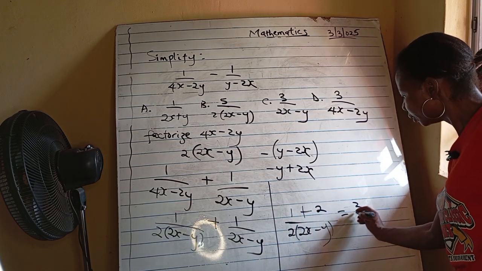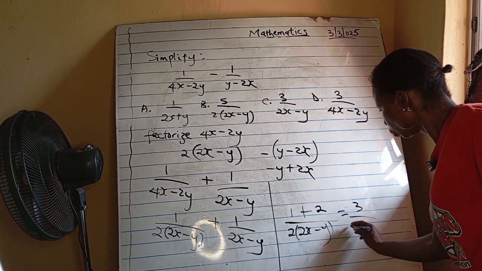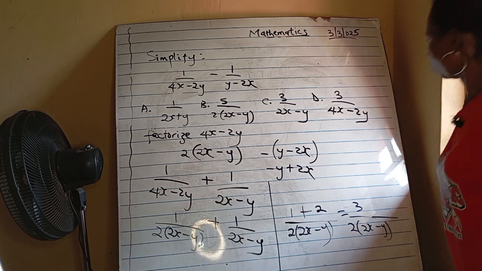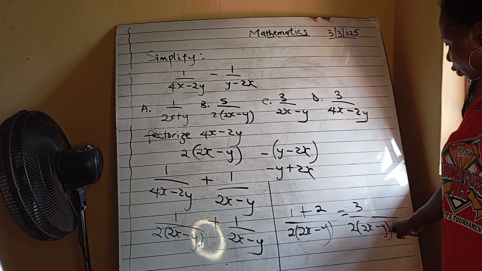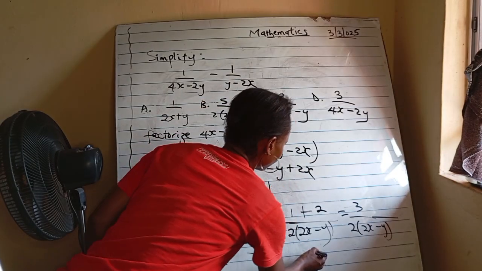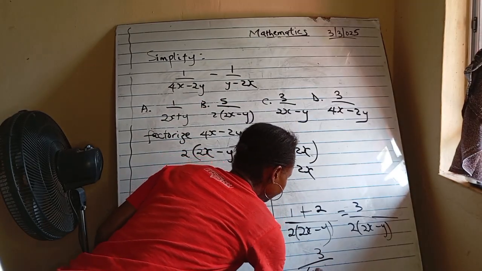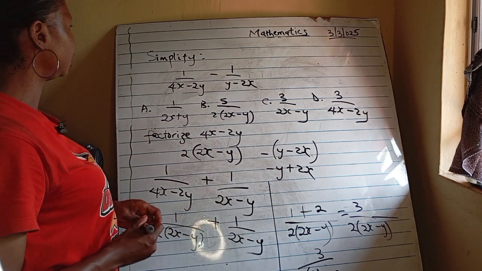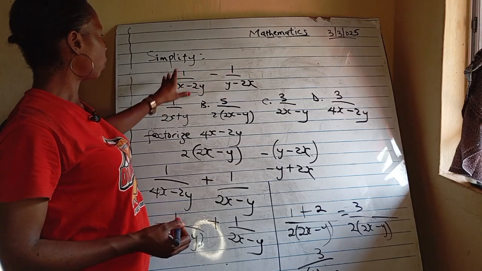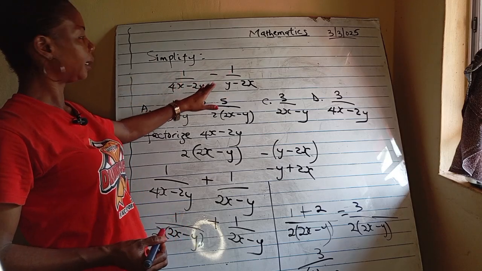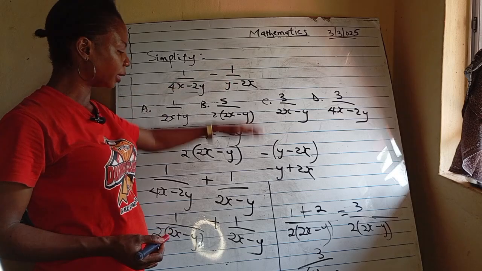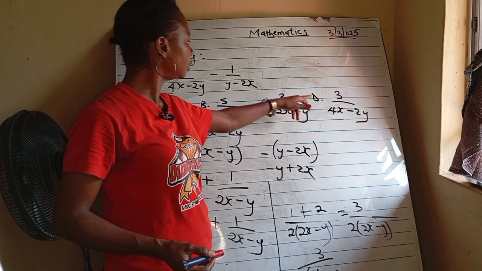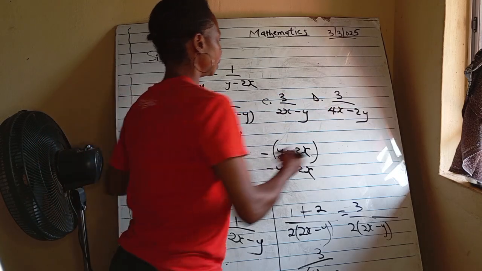So we now have 1 plus 2 is 3 over 2 into 2x minus y. And mind you, this 2 into 2x minus y is still the same thing as 4x minus 2y. So we have 3 over 4x minus 2y, and that's the final answer. The simplified form of 1 over 4x minus 2y minus 1 over y minus 2x is 3 over 4x minus 2y. And this is the answer. D is the answer.